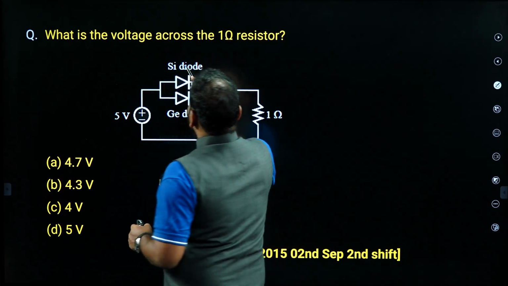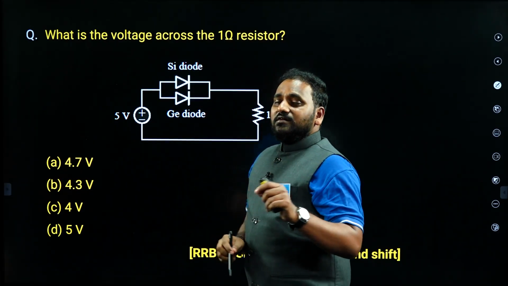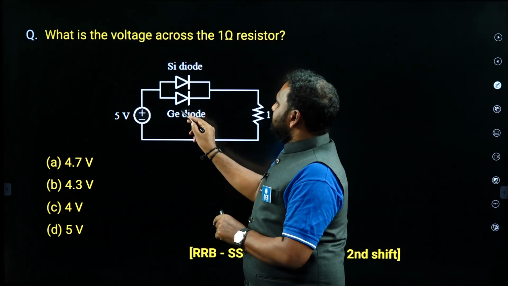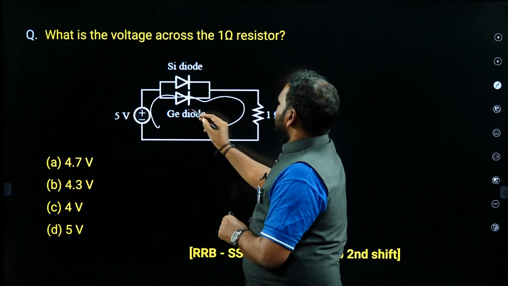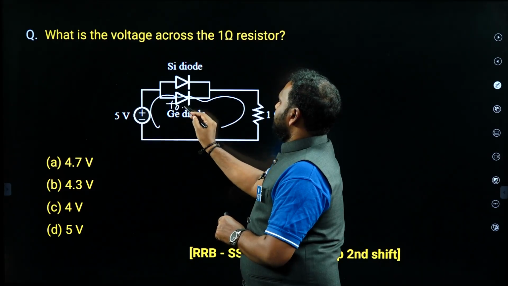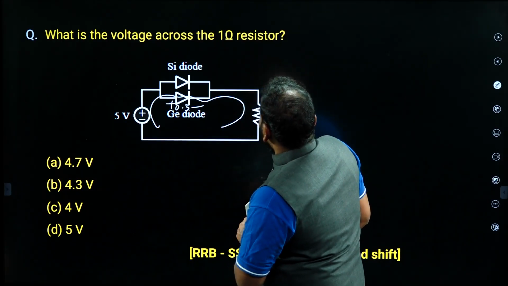So there are two diodes, silicon and germanium, with high voltage. Which diode will conduct quickly? The delicate diode. Which one is delicate? Germanium, right? So that germanium diode only conducts here. What is the cut-in voltage? 0.3. Right? He is asking about the voltage across the 1 ohm resistor.